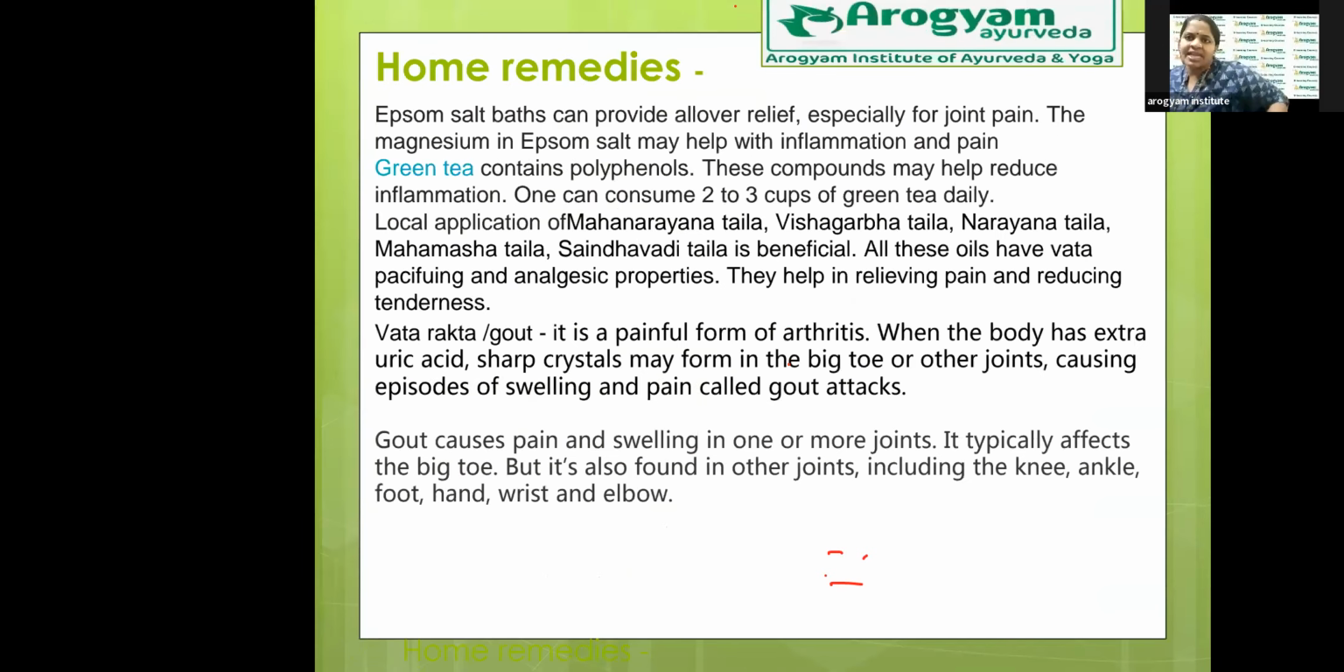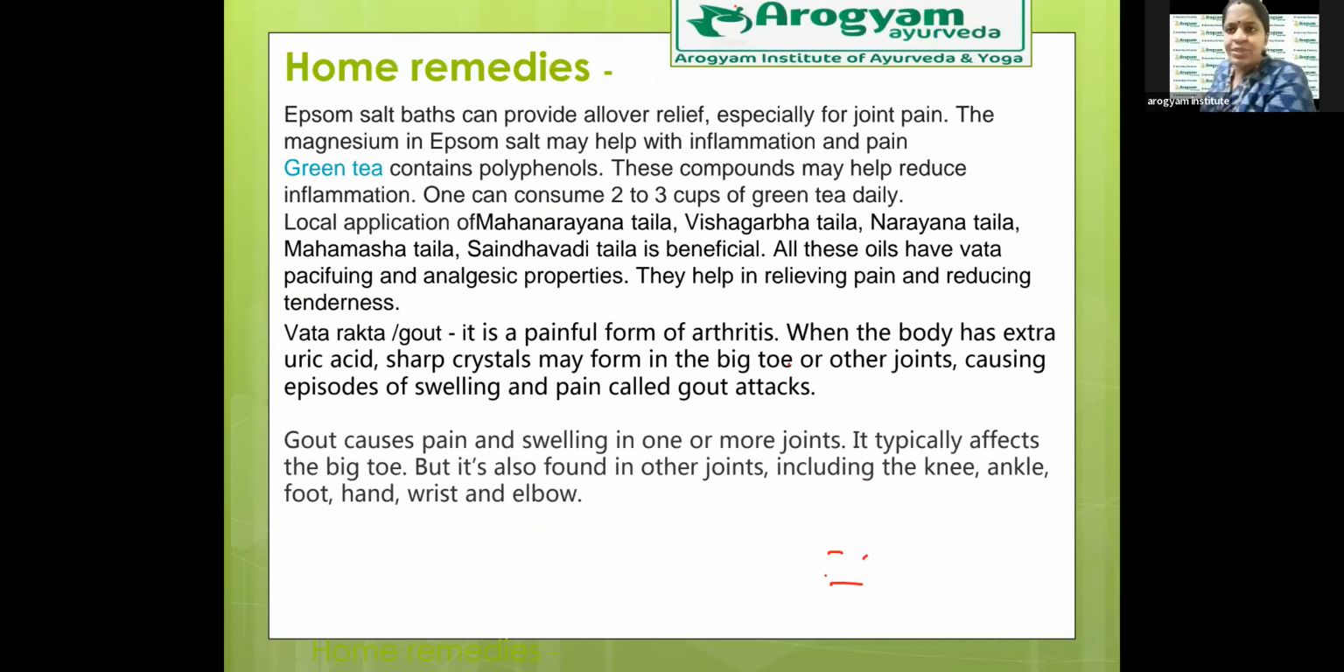Epsom salt baths can provide all over relief, especially for joint pains. So कुछ hot water में Epsom salt डाल के you can just put it on the joint. Magnesium in Epsom salt helps with inflammation and pain. Green tea contains polyphenols. These compounds may help reduce inflammation. One can consume 2 to 3 cups of green tea daily.